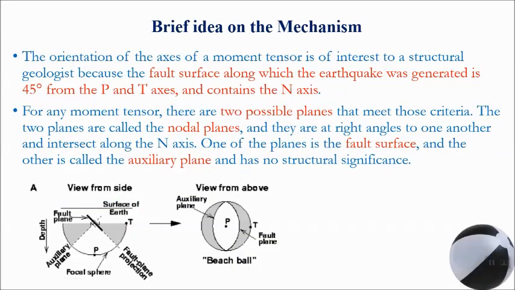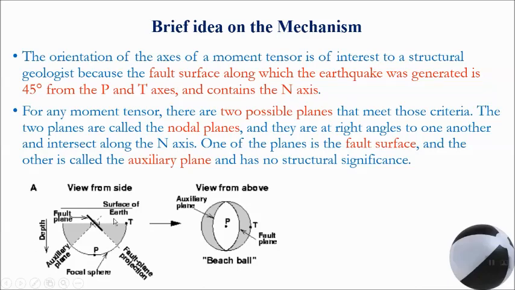So why do we bother about this direction? What do we generally get from these directions? The orientation of the axes of a moment tensor is of interest to structural geologists, because the fault surface along which the earthquake was generated is at 45 degrees from the P and T axes. So if we know the direction of the P and T axes, we can very easily calculate the direction of the fault plane. It also contains the N axis.